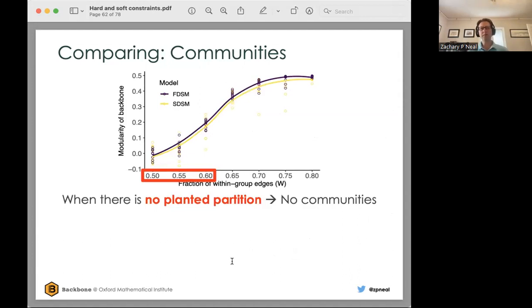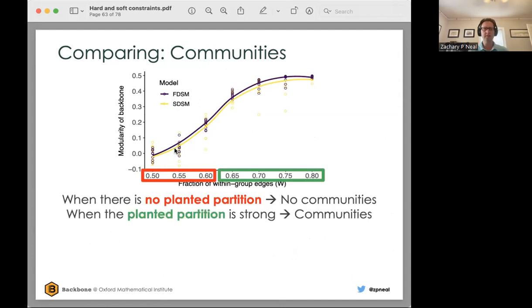And that's exactly what we see. So when there is no planted partition, when this fraction of within group edges is very low, we get low modularity values, whether we extract it using hard or soft constraints, no communities in the extracted networks. When the planted partition is strong, so when there's a high fraction of within group edges, then we start to see the modularity climb and we get very modular backbones. We can detect these planted community structures.